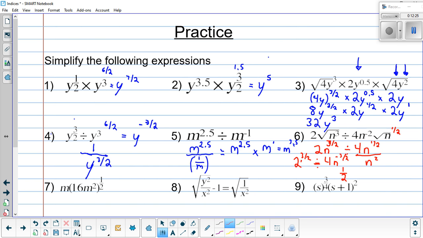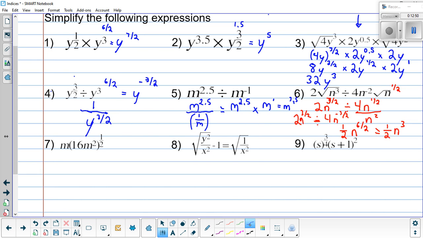Sorry, I dropped my n over here. 1 half, and then we have to take 3 halves and take away 3 halves, so we get n to the 6 halves, which is n cubed. So 1 half n cubed. Moving on to question 7.